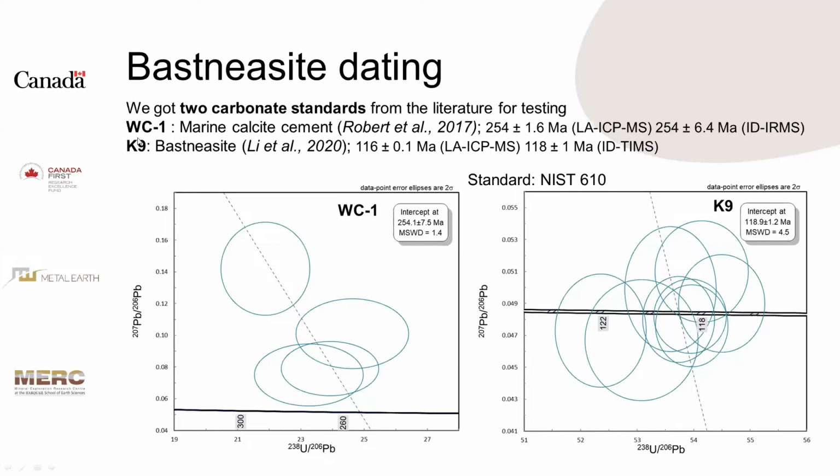And the second standard is K9, which is specifically a bastnasite, so a rare earth carbonate. It was described by Lee and collaborators in 2020 at 116 and 118. So with the 2 methods, they got a little bit of a different age, but this is very close. And for our study, we got an age of 118. So this is in very good agreement.